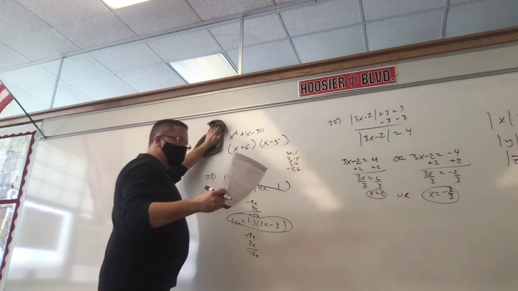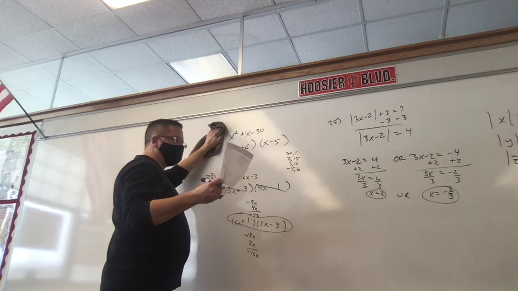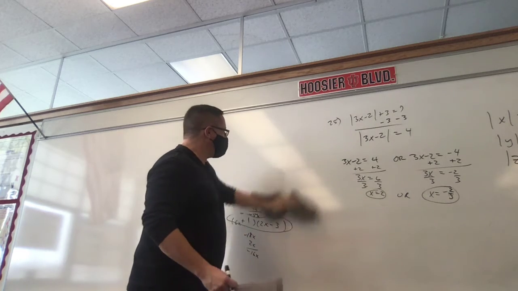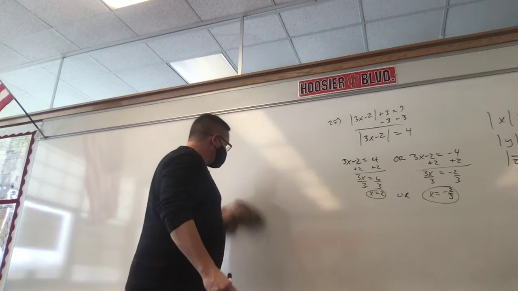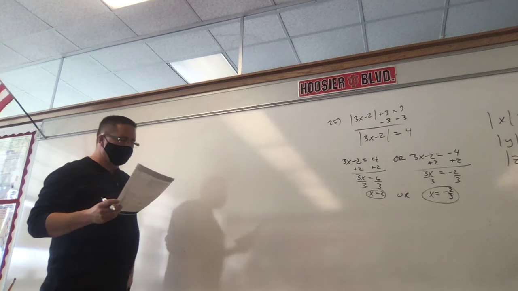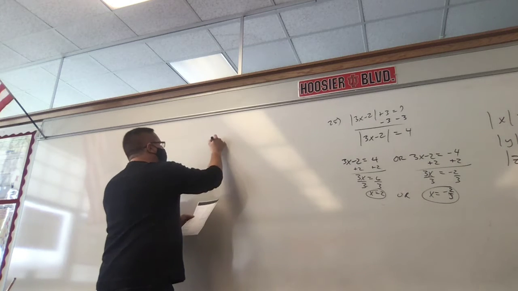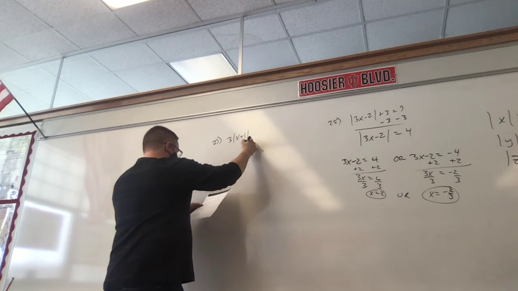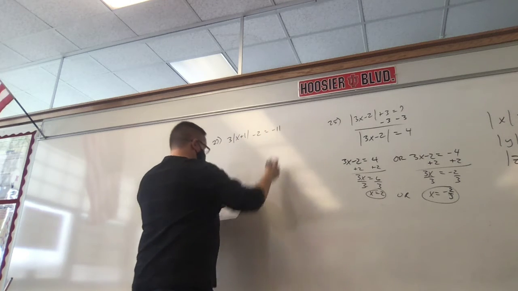Now, with that being said, you'll like this next one. That little trick I just showed you, what's inside the absolute value could be what's outside it or its opposite, you've got to be careful on that one. You'll like number 27. In 27, we have 3 times the absolute value of x plus 1, minus 2, is negative 11.